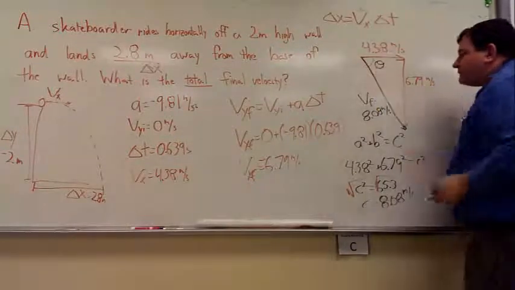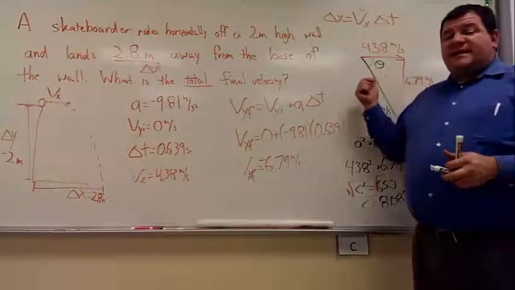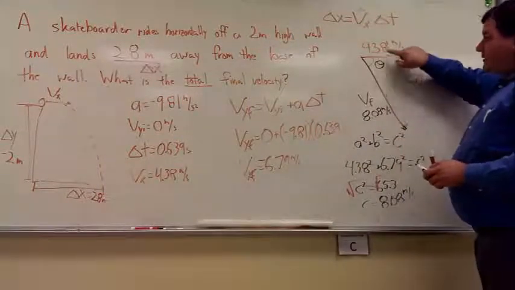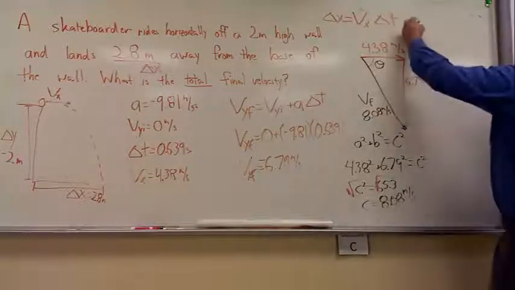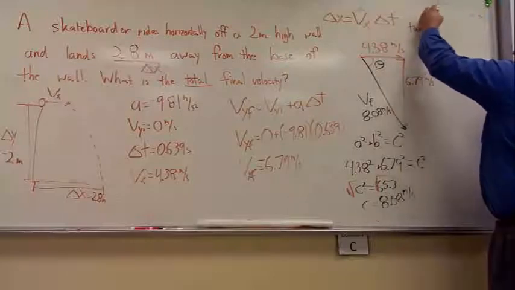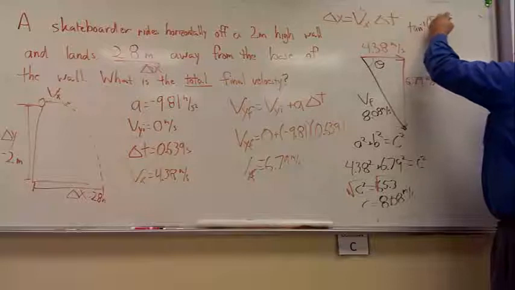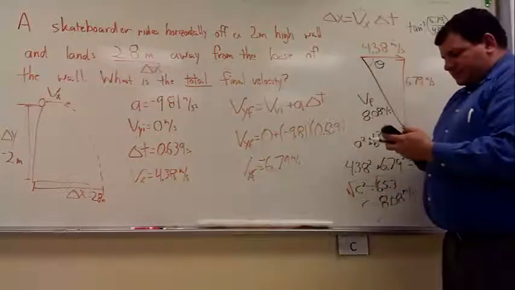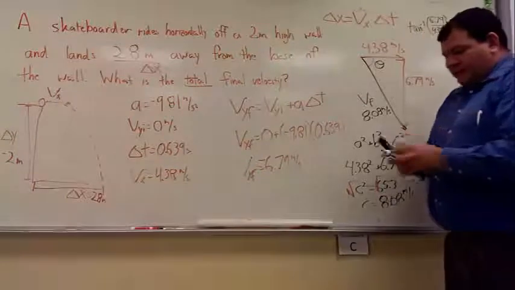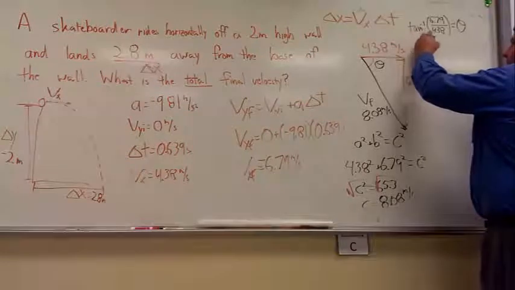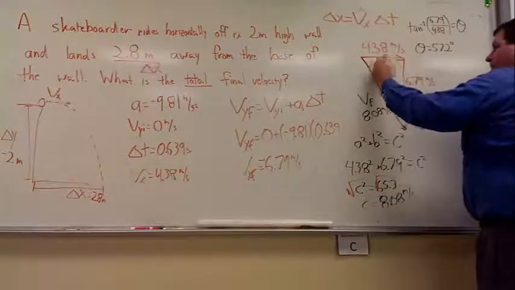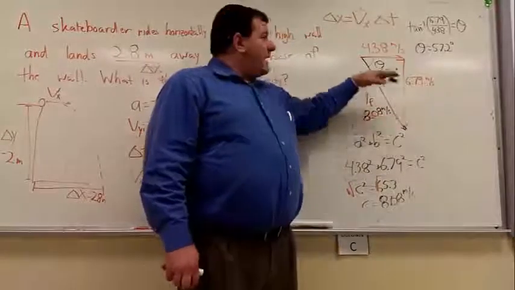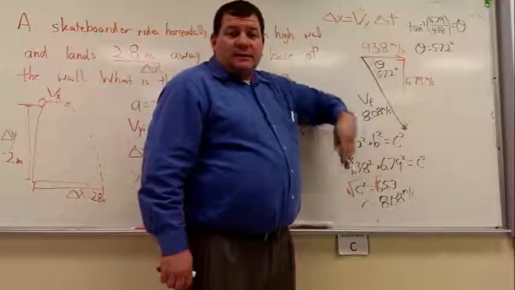So I need to find this angle theta. For that, I'm going to use the inverse tangent. When you're looking for the angle, you use the inverse trig functions. This is the opposite side from the angle, and this side is adjacent to the angle. So my inverse tangent of 6.79 over 4.38 is going to give me my angle. Quick calculate. 57.2 degrees. So my final velocity is 8.08 meters per second at an angle of 57.2 degrees below horizontal, this way. That's all.